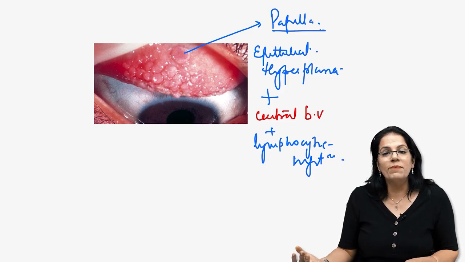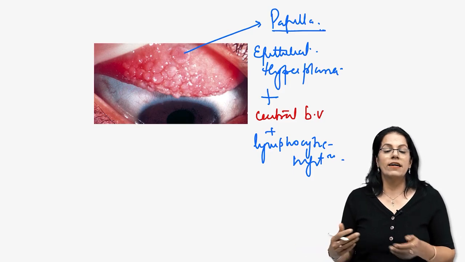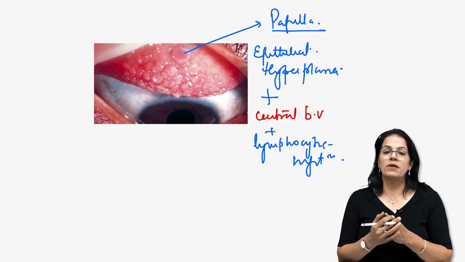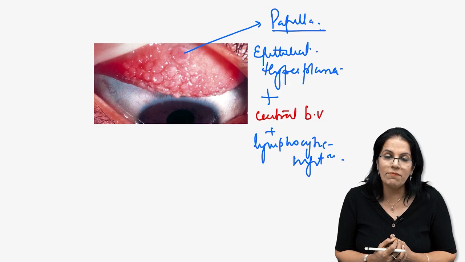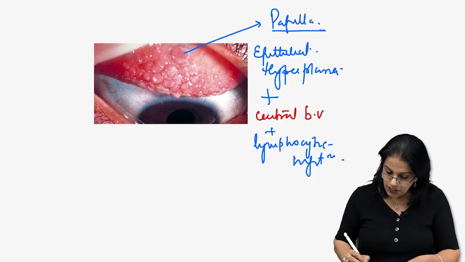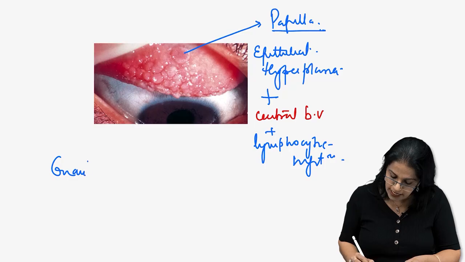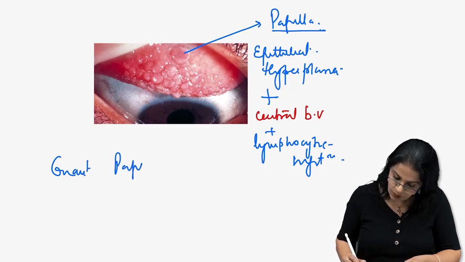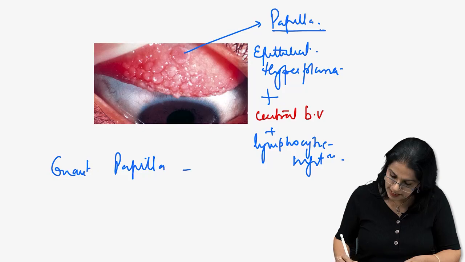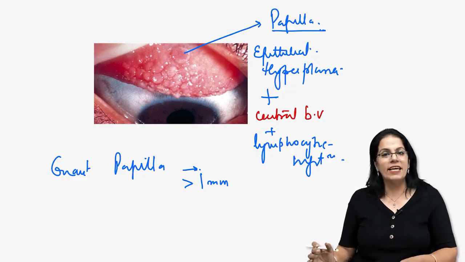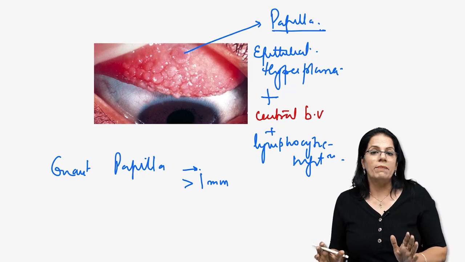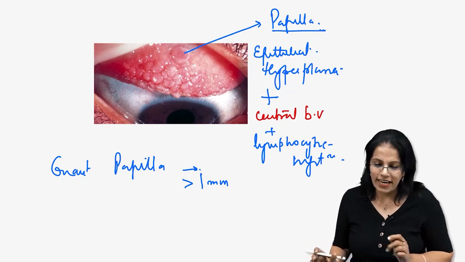Lymphocytic infiltration can be lymphoid cells, lymphocytes or plasma cells. Now, what is a giant papilla? Where do you learn giant papilla? In soft contact lens wearers, they can become intolerant. When they become intolerant, that can lead to giant papillary conjunctivitis. Giant papilla is the term used when the size is more than 1 millimeter. So, this was about your papillary and follicular reaction.